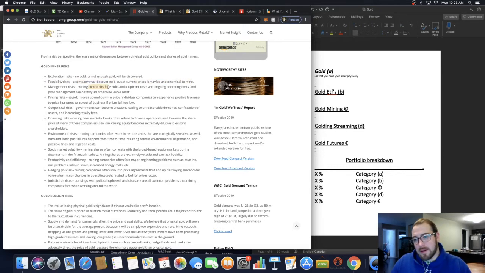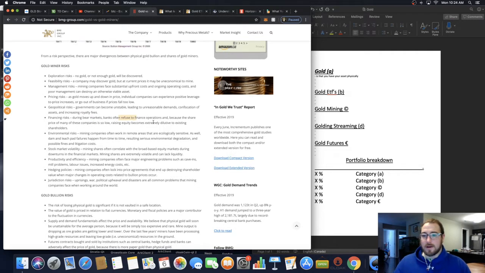Management risk. Mining companies face substantial upfront costs and ongoing operation costs. So these upfront costs can be helped by gold streaming. Pricing risk. As gold moves up and down, individual companies can experience positive leverage to price increases or go out of business if price falls too low. Geopolitical risk. Governments can become unstable, leading to unreasonable demands or confiscation of assets, increasing royalty fees. Financial risk. During bear markets, banks often refuse to finance operations because the share price of many of the companies is too low. Environmental risk.